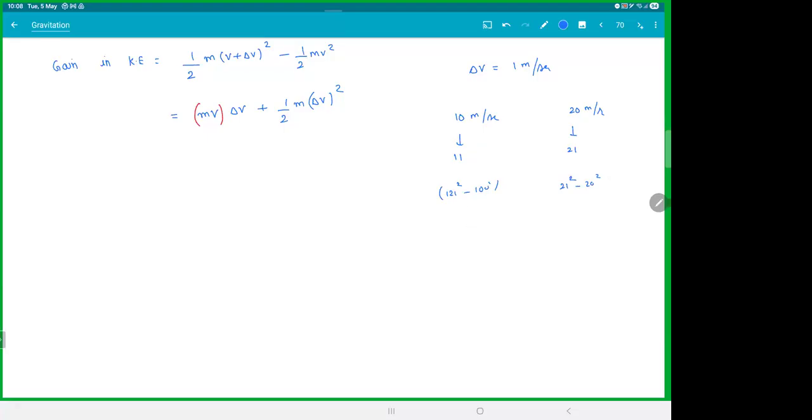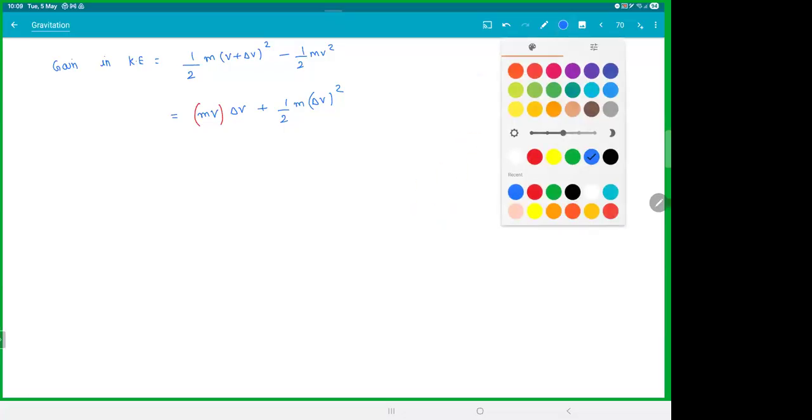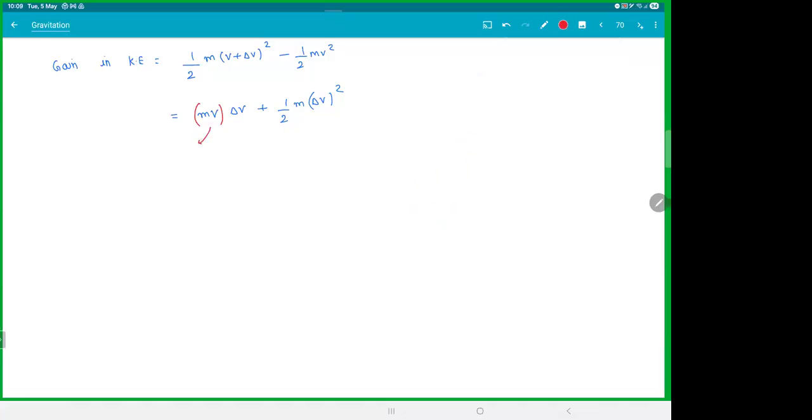This guy will be how much? This is 11 square, right? So 121 minus 100. So this will be 21. And this would be 41. Did you notice something? You gain maximum energy when you switch on the engine at maximum speed. Is that making sense? If 10 becomes 11 or 20 becomes 21, it will always increase by 1, right? That is fixed. So if you can increase the speed when it is already maximum, you actually gain maximum energy. That's what this equation is trying to tell you. So you gain maximum energy when v is maximum.